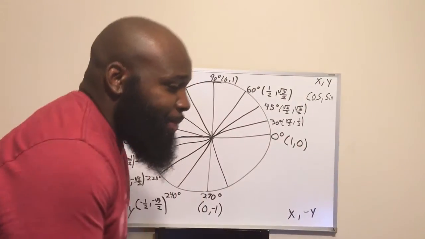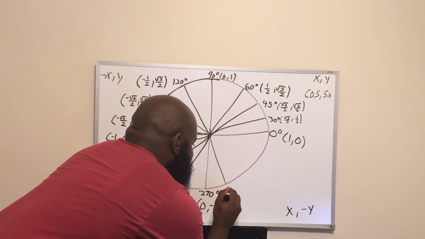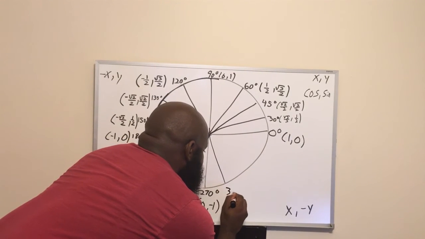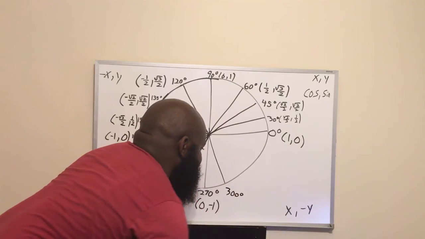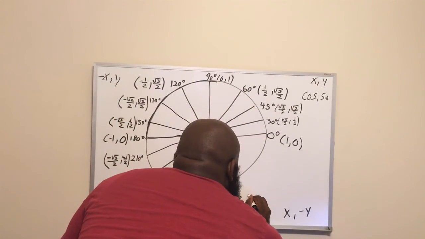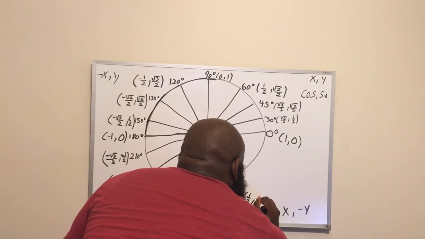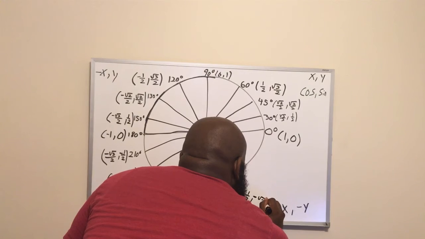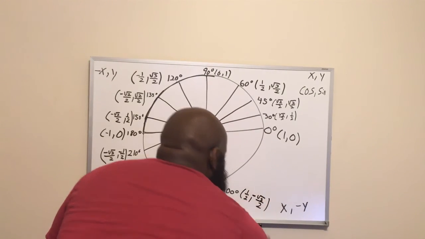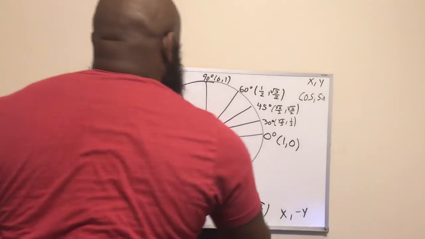Now your point here, you have 300 degrees right here. At 300 degrees, you have a cosine of 1/2, and you have a sine of -√3/2. Remember, your cosine is positive and your sine is negative in the fourth quadrant.